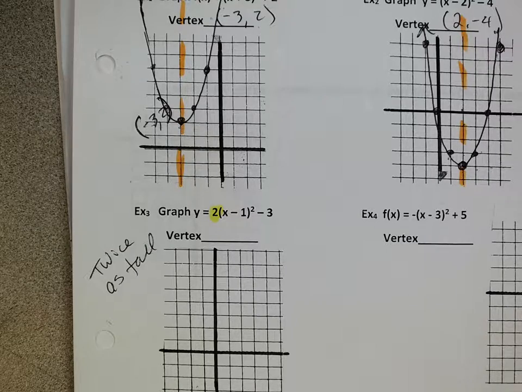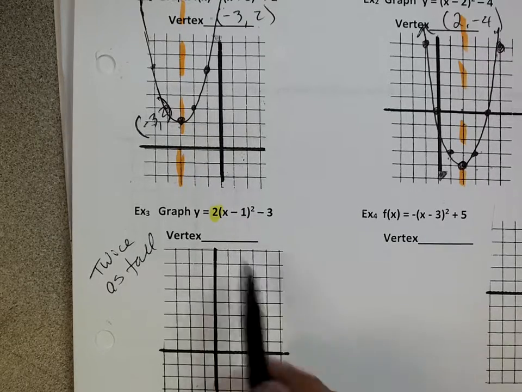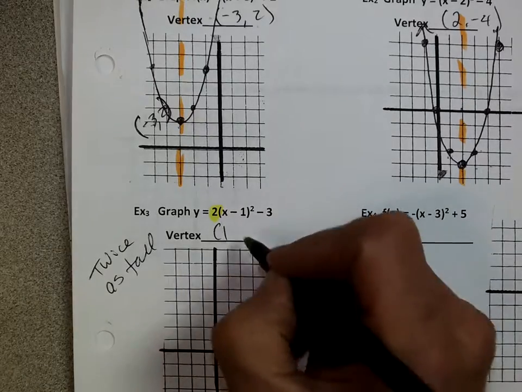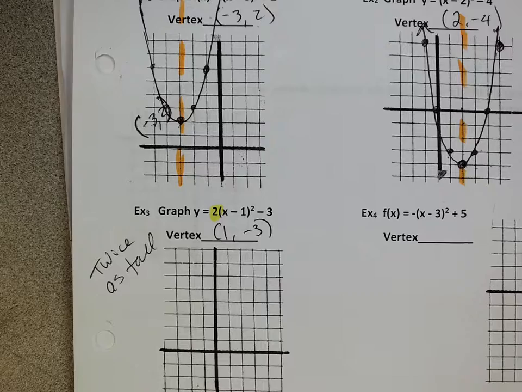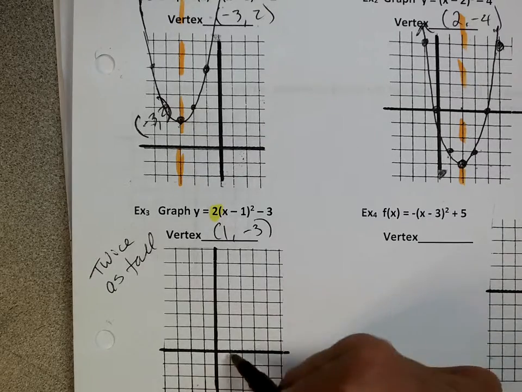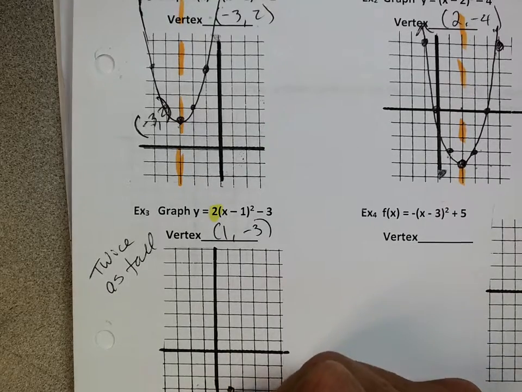So the vertex, what is the vertex? Thing that goes down the middle. 1, yes. 1, negative 3 is correct, and it is the very bottom point. So I go to 1, negative 3, and there's my vertex. Okay, everybody okay with that?